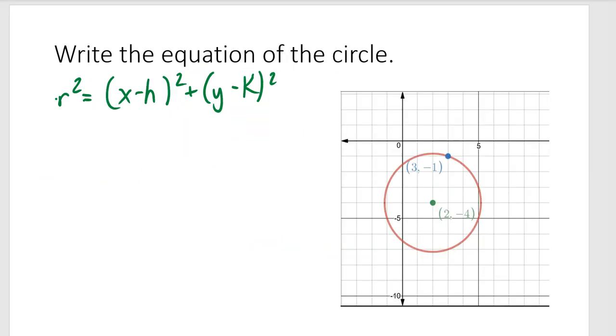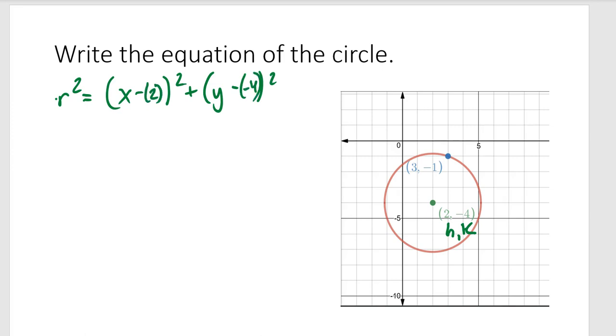Okay, so for this problem, we're going to go the other direction. We're going to go from the graph to the equation. So go ahead and write the standard equation for a circle. And we know that our center is going to be (h, k). So we already have that. So let's replace h with 2 and k with −4. Now all we need is our radius.